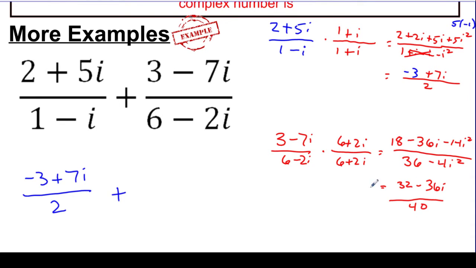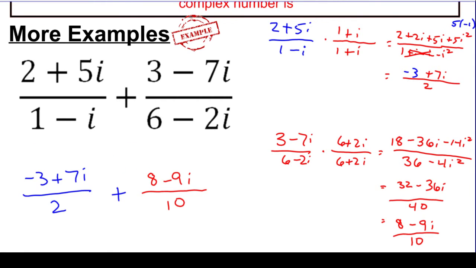I can simplify this a little bit more. If I'm looking at 32, 36, and 40, they all share a common factor, which looks like 4. So if I divide this by 4, I get 8 minus 9i, and when I divide the bottom by 4, I get 10. So I did all that work to turn this second fraction into 8 minus 9i over 10. Now I have my simplified fractions.